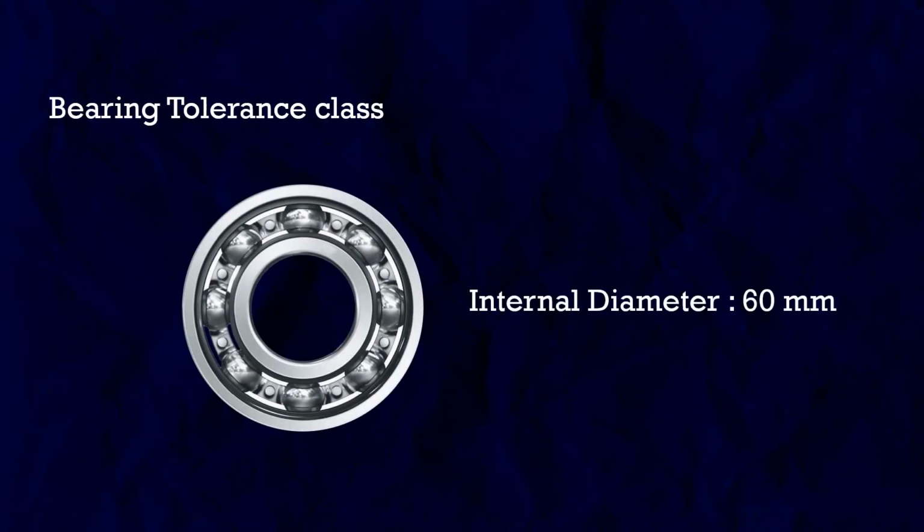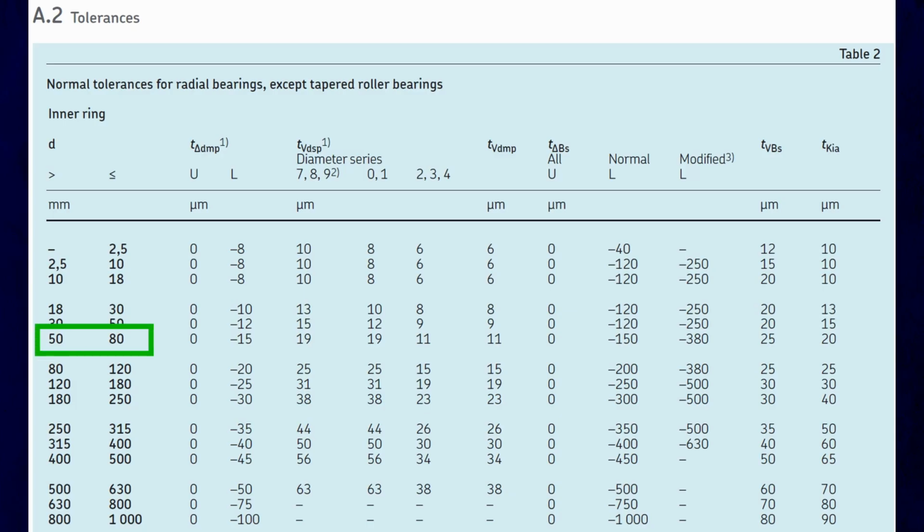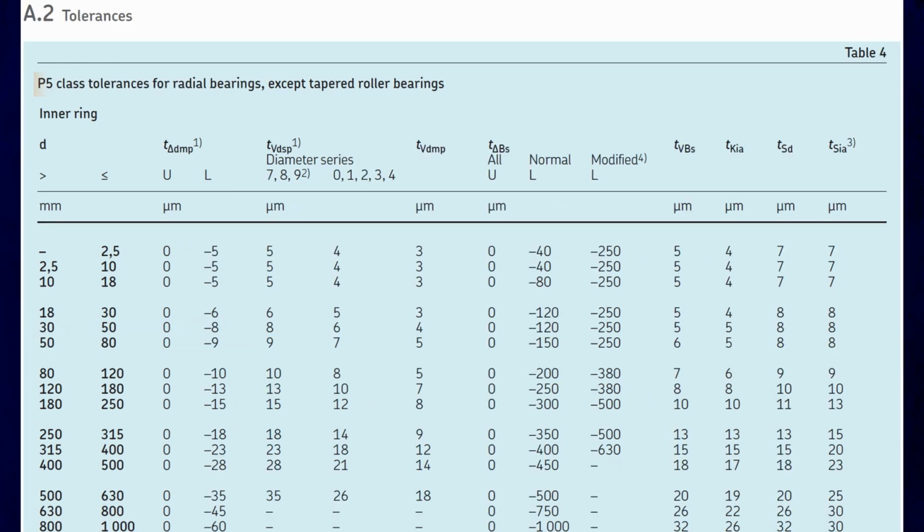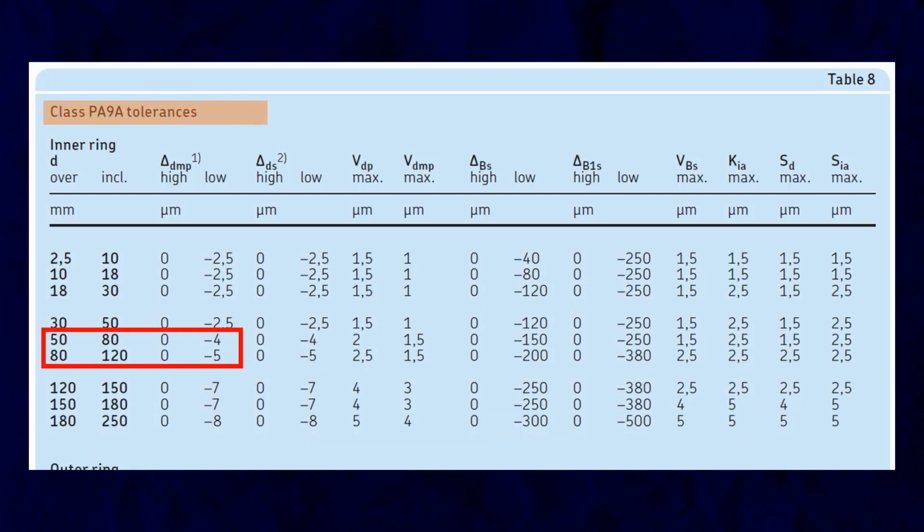So let's say we have a bearing of internal diameter 60 mm, so it would fall between 50 to 80 mm. And if our bearing is normal precision grade, we will get the tolerance of our ID as 0 to minus 15 micron. And for the same ID, in P6 class, ID tolerance is 0 to minus 12 micron. And the same ID in P5 class, 0 to minus 9 micron. And if your bearing is super precision, you can get 0 to minus 5 micron.